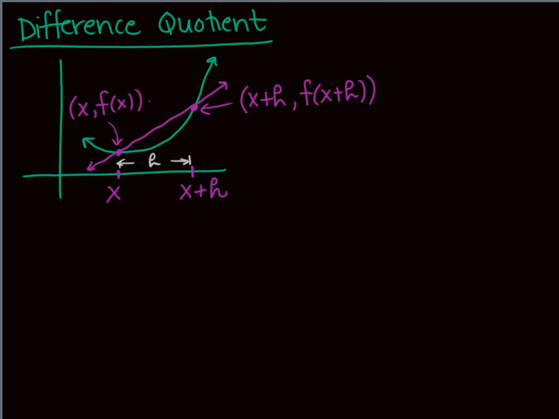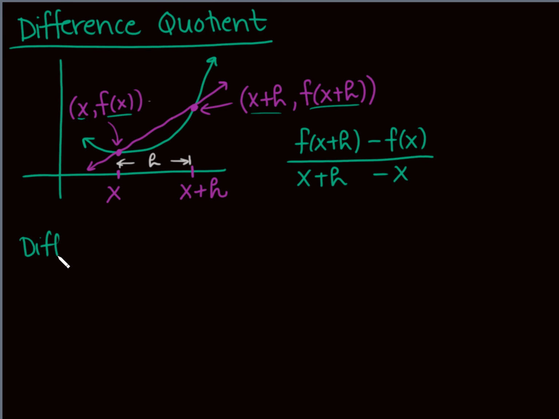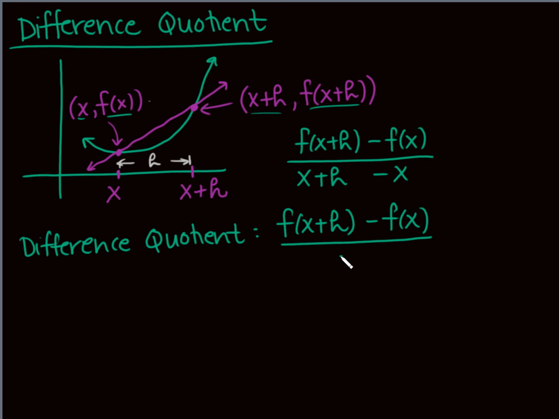So remember, slope is the change in y's. So I'm going to take f of x plus h first, minus f of x. So there's my change in y. Now all over change in x. So I have x plus h minus x. And if you see, this simplifies pretty nicely. So here's what my difference quotient is. My difference quotient, or the slope of that secant line, or another way to put it, the average rate of change of my function, is f of x plus h minus f of x all over h.